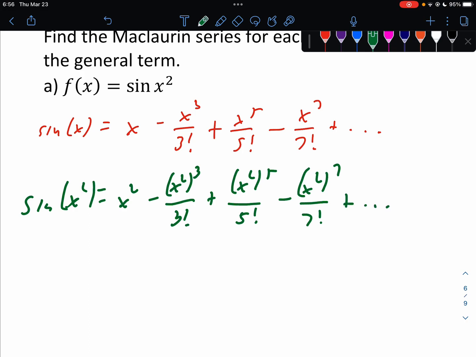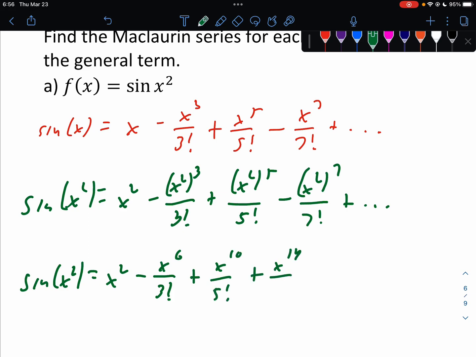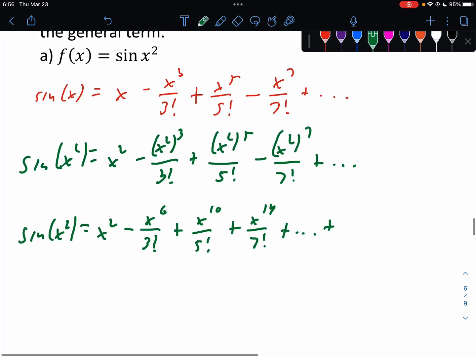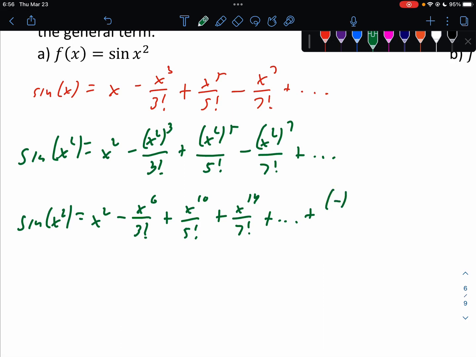All right, now can we simplify that down a little bit? Yes, we can. So x squared minus x to the 6th over 3 factorial plus x to the 10th over 5 factorial minus x to the 14th over 7 factorial. All right, now the nth term for that, we can write that out. It's alternating again, so negative 1 to the n. All right, and this is going to be x to the, now let's figure out the powers here, 2, 6, 10, 14. That's going to be 4n plus 2. And then denominators are 1 factorial, 3 factorial, 5 factorial, 7 factorial. That is 2n plus 1 factorial.